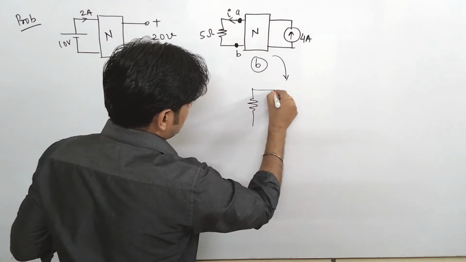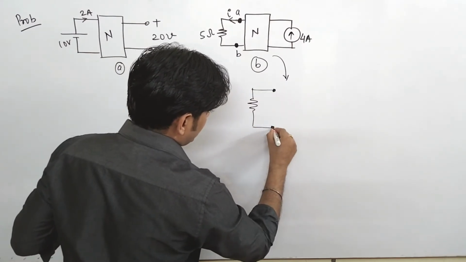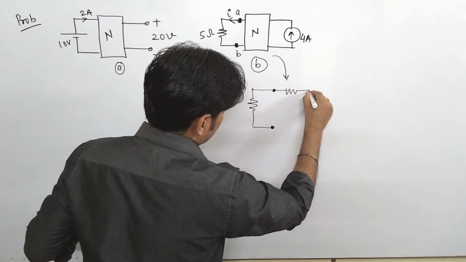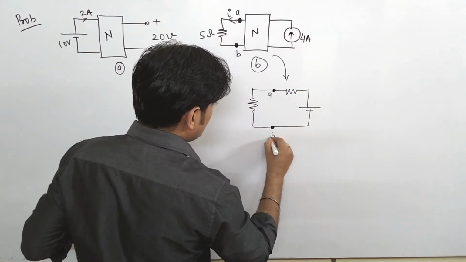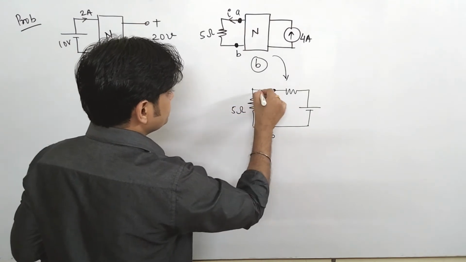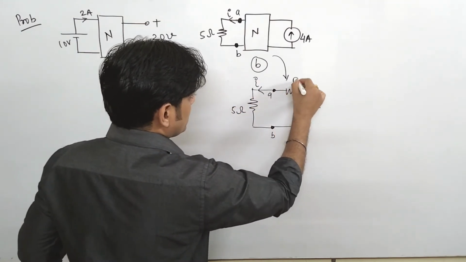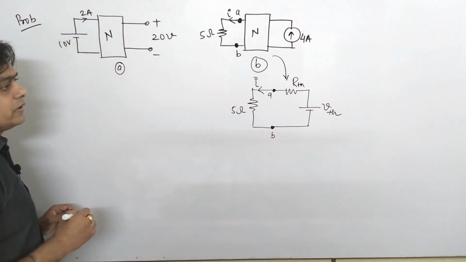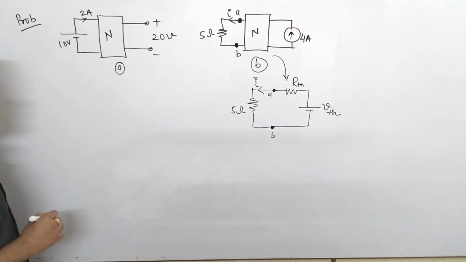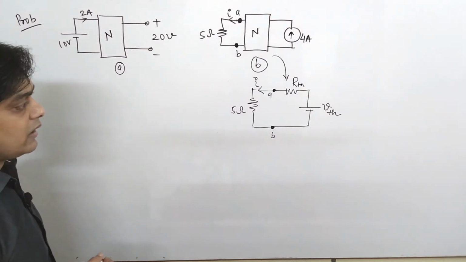So if I redraw this network, this is the Thevenin's equivalent. This is your terminal AB, this is 5 ohm. Say this is the resistance RTH, and this is your voltage VTH. So once you know the value of RTH and VTH, you can find the value of I.